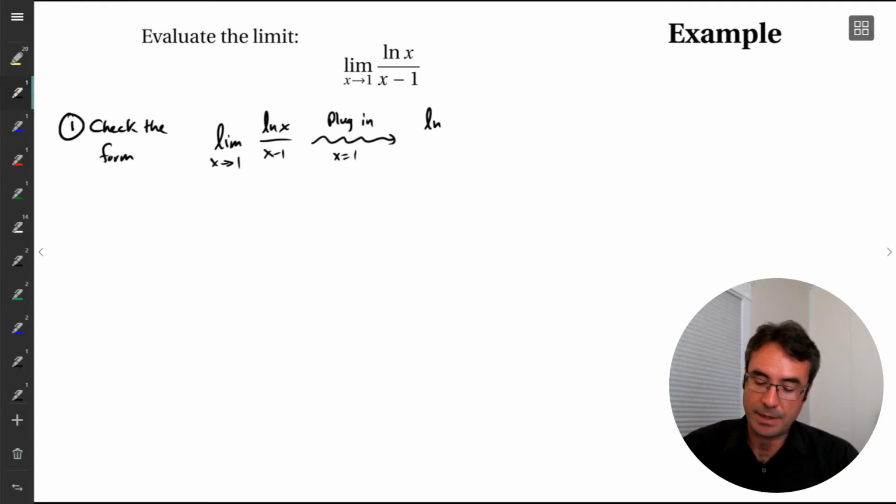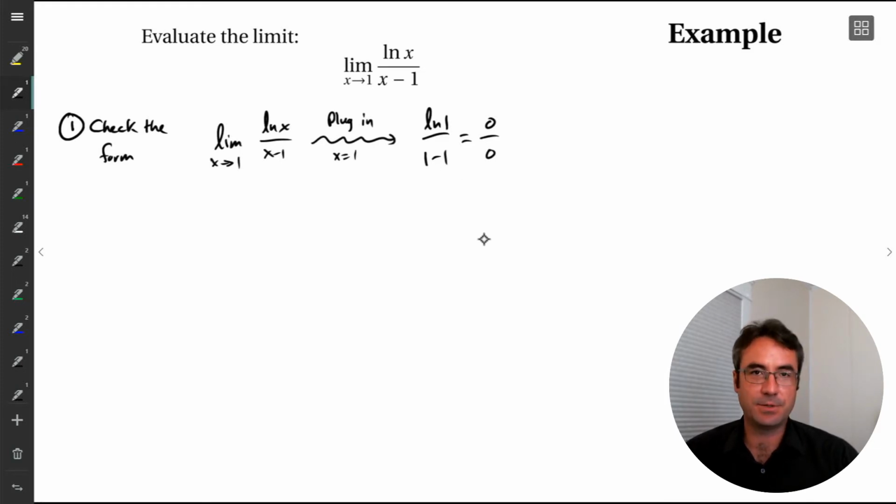Now when we do that, we get natural log 1 over 1 minus 1. Natural log 1 is 0, and then 1 minus 1 is 0 as well. So this is 0 over 0, an indeterminate form. So there's no information there. We don't know what this limit's doing based on this alone.